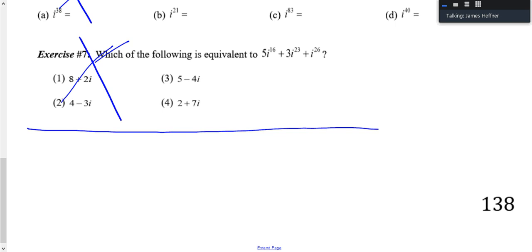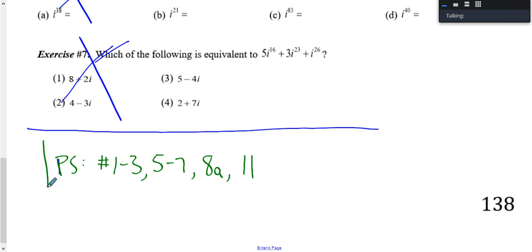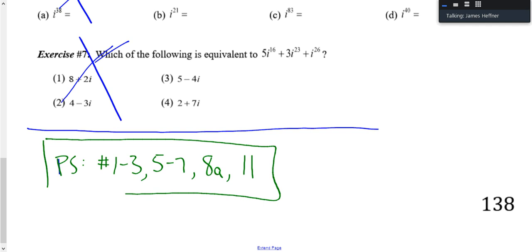All right, let me give you your problem set then, because it's not going to be all of them. Okay? So your problem set, you're going to do numbers 1 through 3, 5 through 7, 8a, and 11. All right, so make sure you jot that down. You stop the video while you're writing that down.